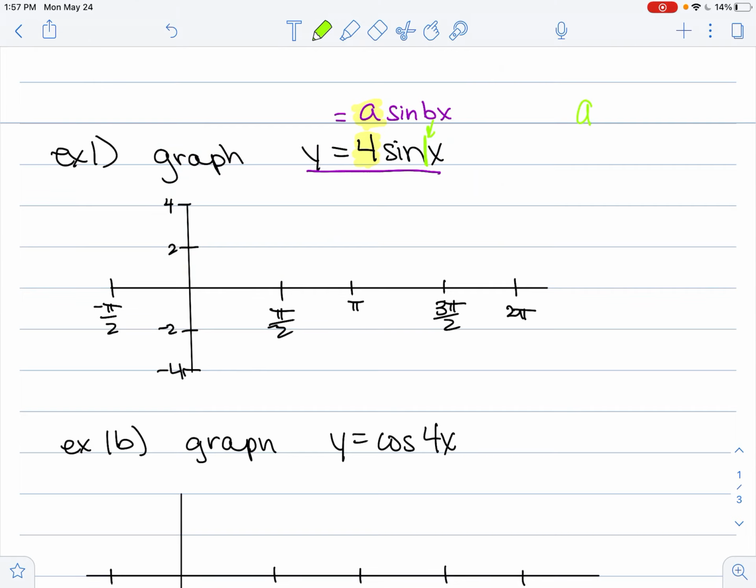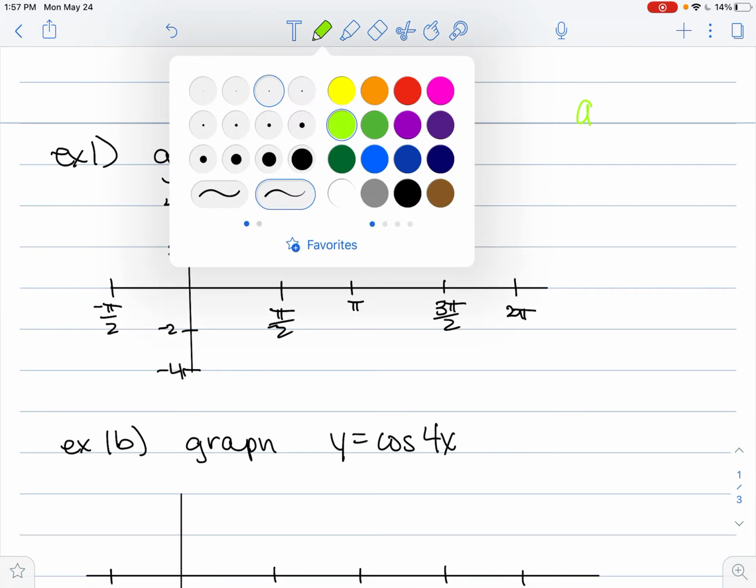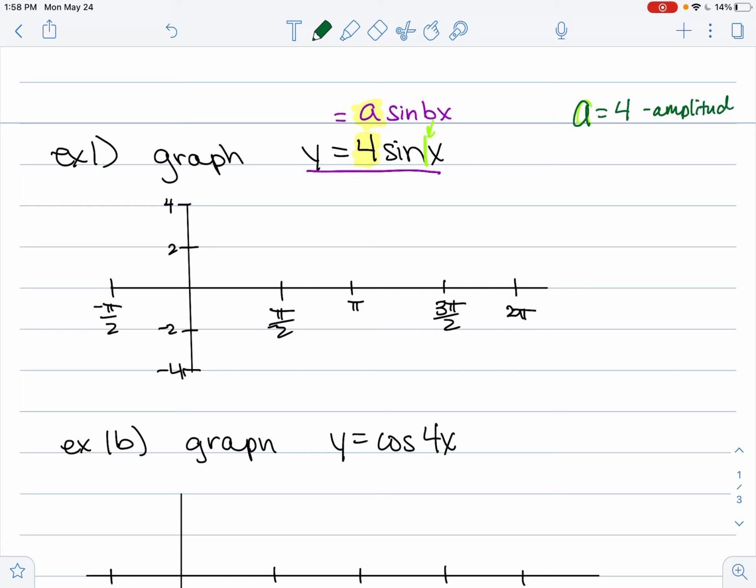So if a is 4, that's the amplitude. And if b is 1, then the period is 2 pi, because it's a typical period for sine, times 1 over 1, which is just going to stay the same. So the period stays the same for sine, but the amplitude is going to be 4 now.